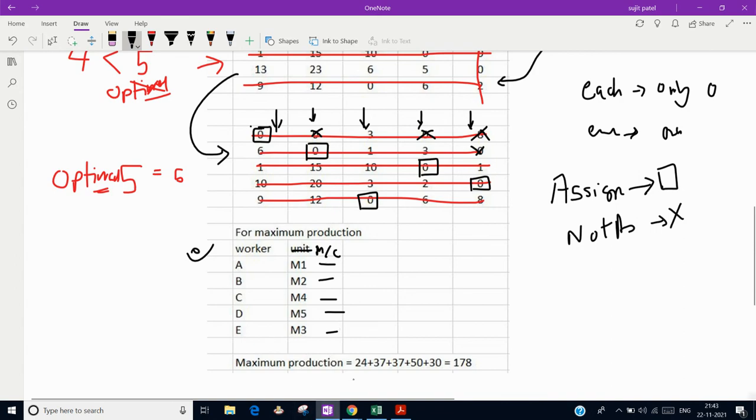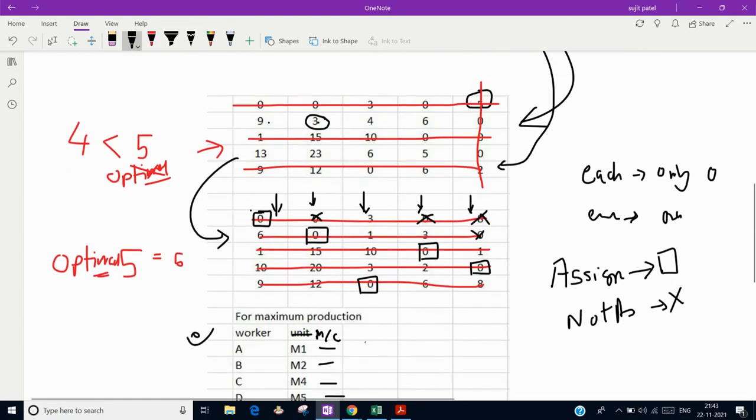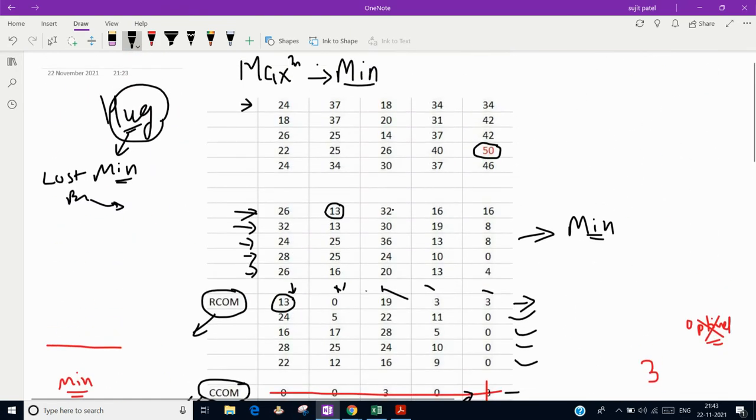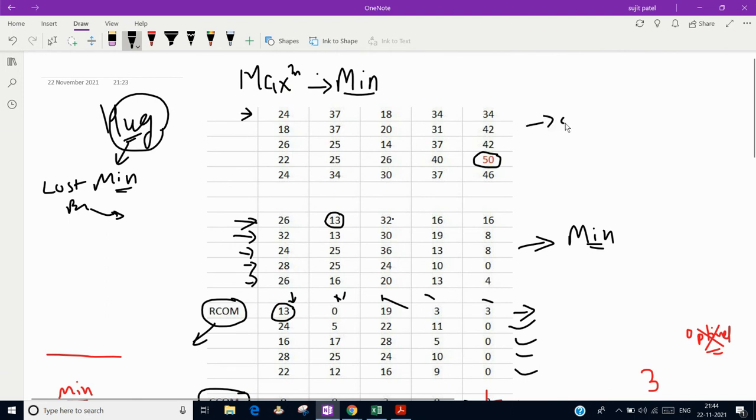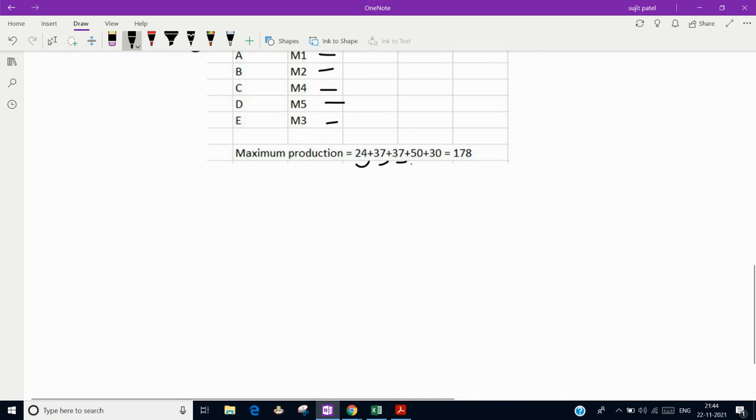So what is the maximum production? Now to check the maximum number of units that we can produce, just check the original matrix. This is our original matrix. Taking the corresponding values and adding them: 24, 37, 37, 50, 30, and you will get 178 units. 178 units is the maximum value, the answer to today's question.